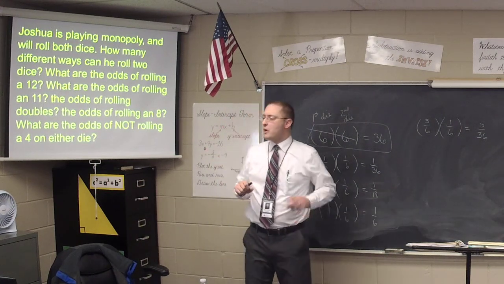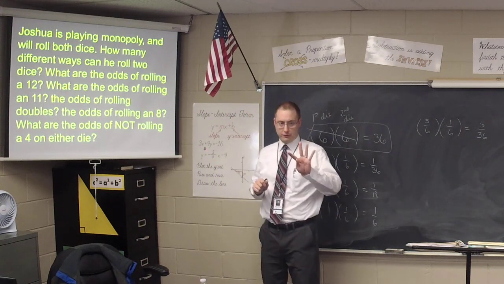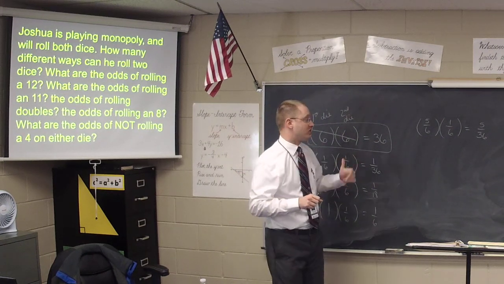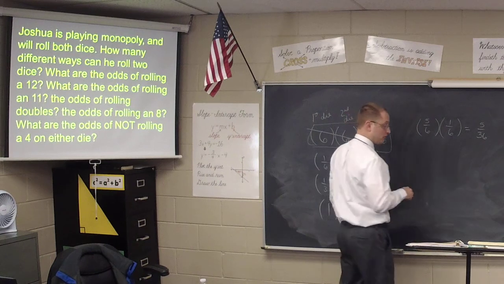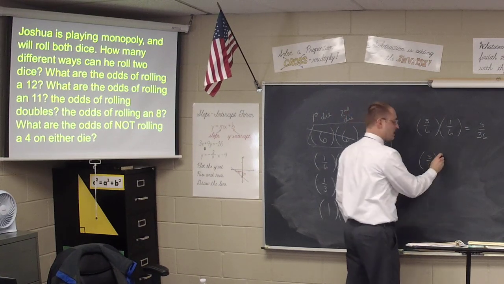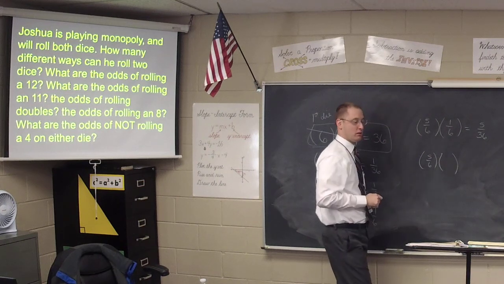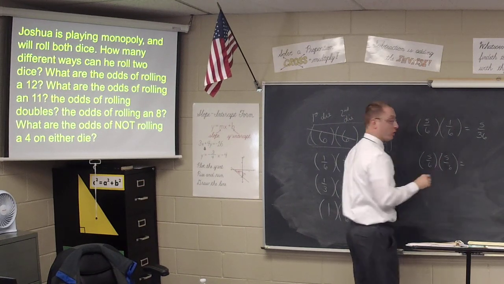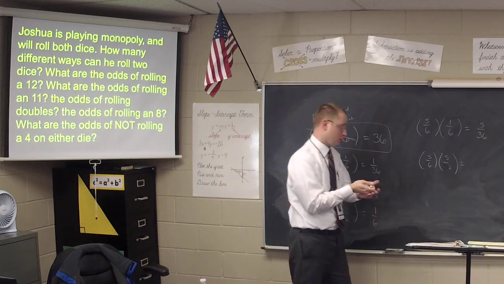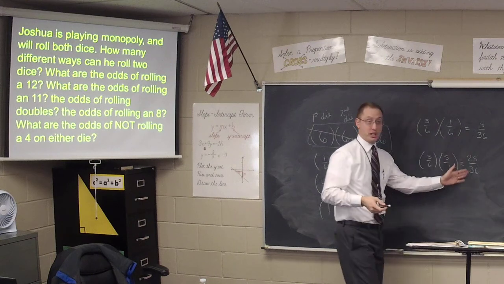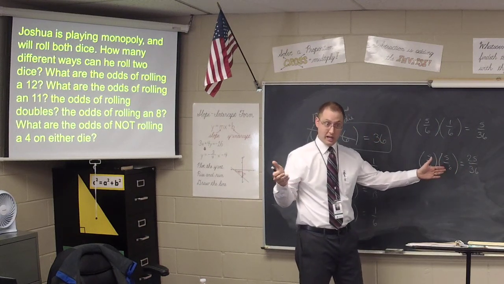What are the odds of not rolling a 4 on either die? Well, what are the odds the first die isn't a 4? 5 to 6. What's the odds the second number is not a 4? 5 to 6. So what are the odds you don't get a 4 at all when you roll? 25 to 36. Do you notice that's more than a half probability, right? You're more than likely not going to get a 4 on one of your dice.